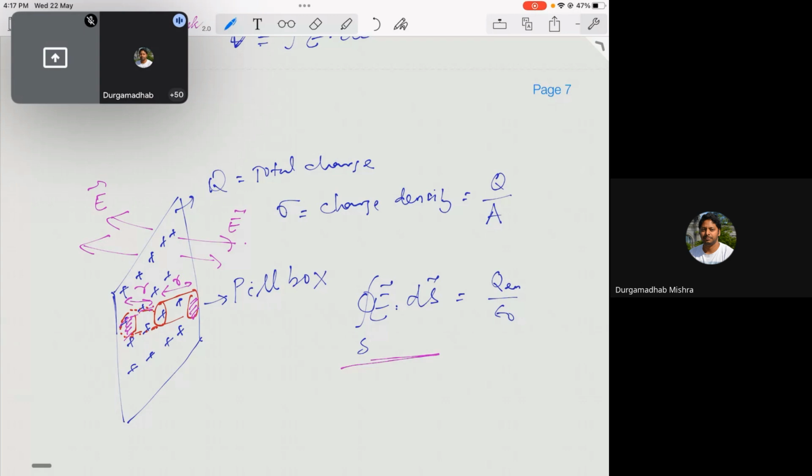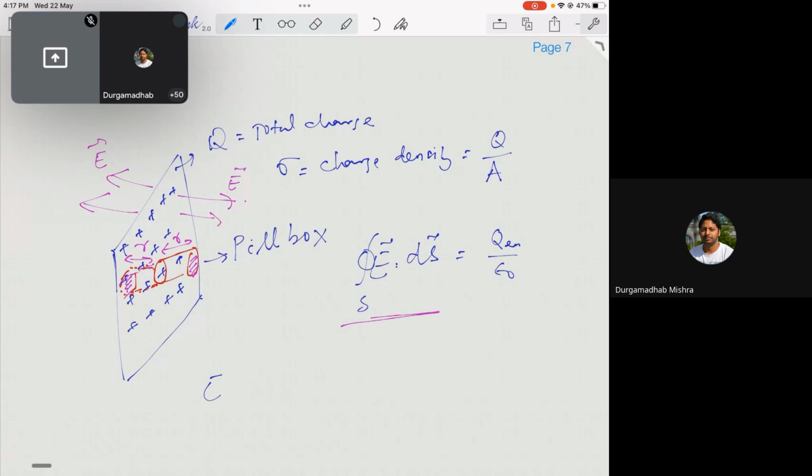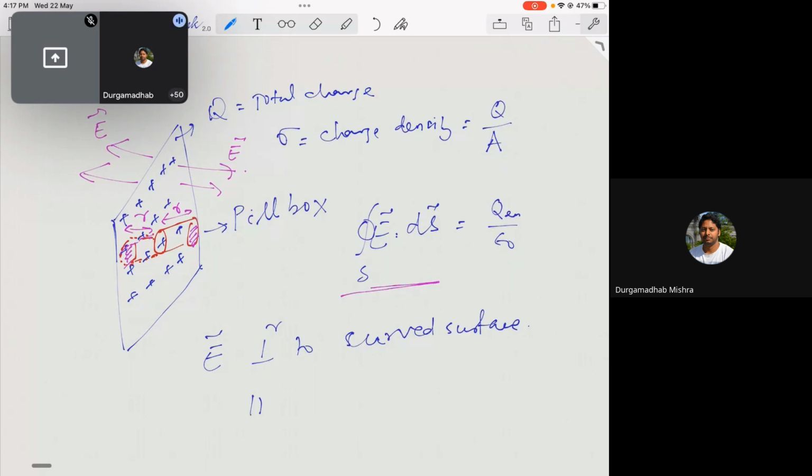And what you will realize is that on the curved surface of the cylinder, the electric field is always perpendicular to the surface. So this E field is always perpendicular to the curved surface. Okay. And it is parallel to the circular surfaces, which are at the ends.